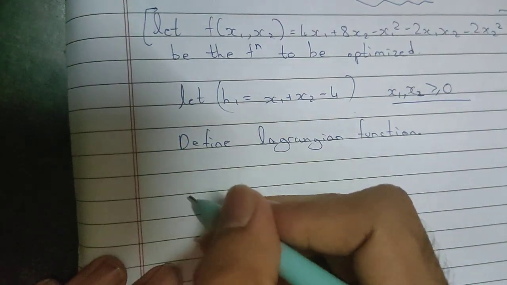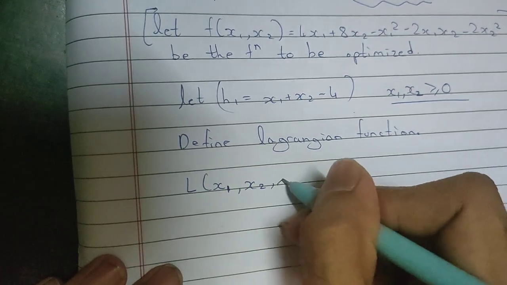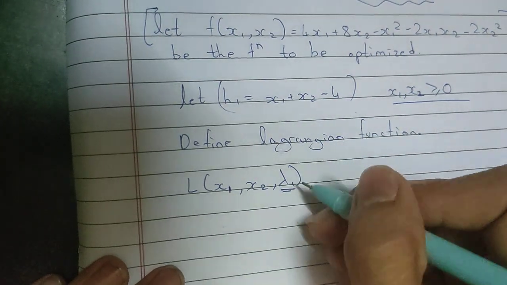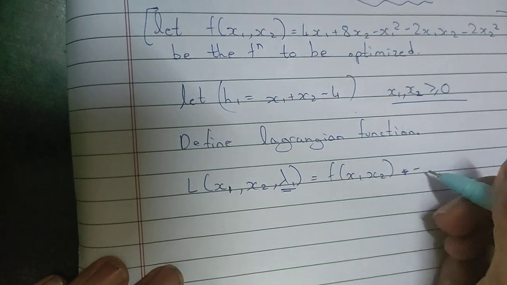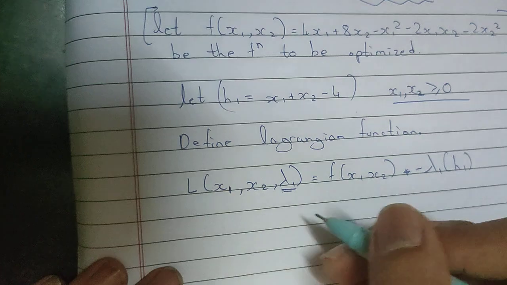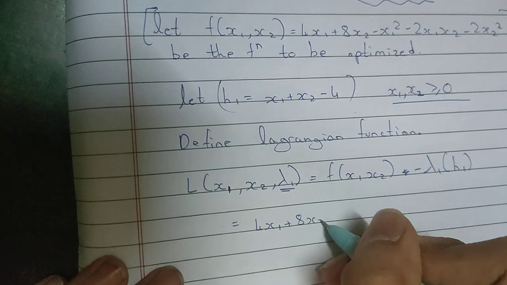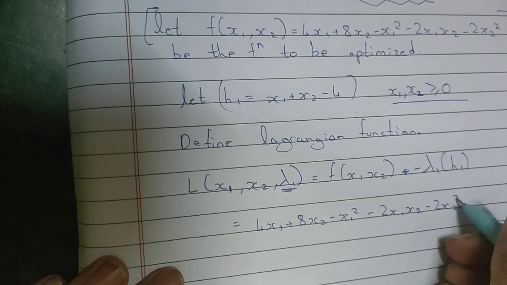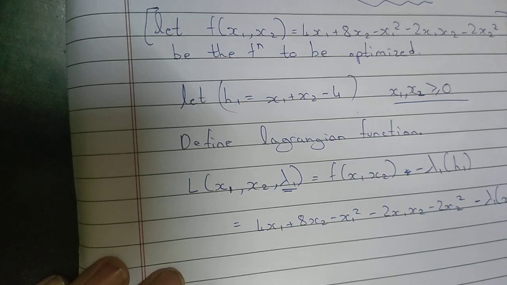Okay, so now a Lagrangian function looks somewhat like this: x1, x2 and lambda 1. Lambda 1 because there's only one constraint. If there were two constraints, then there would be lambda 2 as well, and our two variables. It's defined as our function minus lambda 1 times whatever constraint we have, h1 in this case, which simplifies, after we substitute, to 4x1 plus 8x2 minus x1 square minus 2x1 x2 minus 2x2 square minus lambda 1 into h1. H1 is x1 plus x2 minus 4.